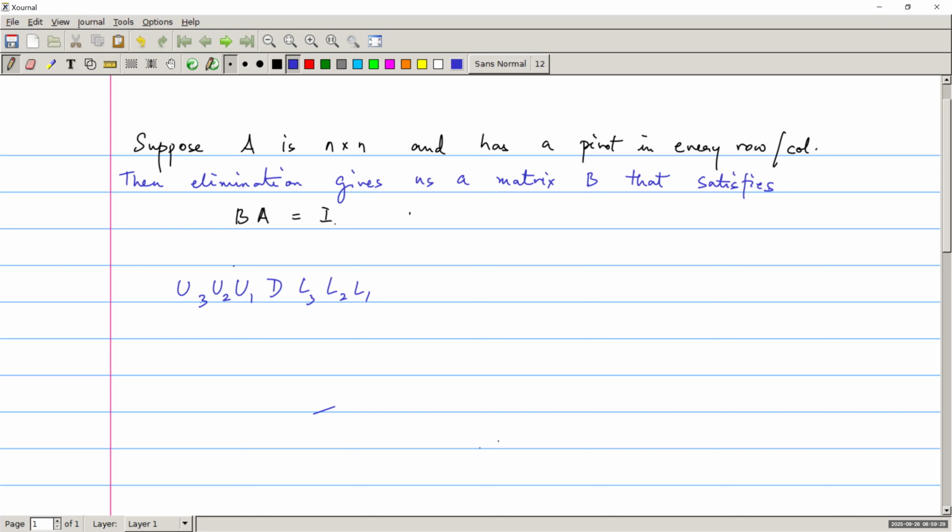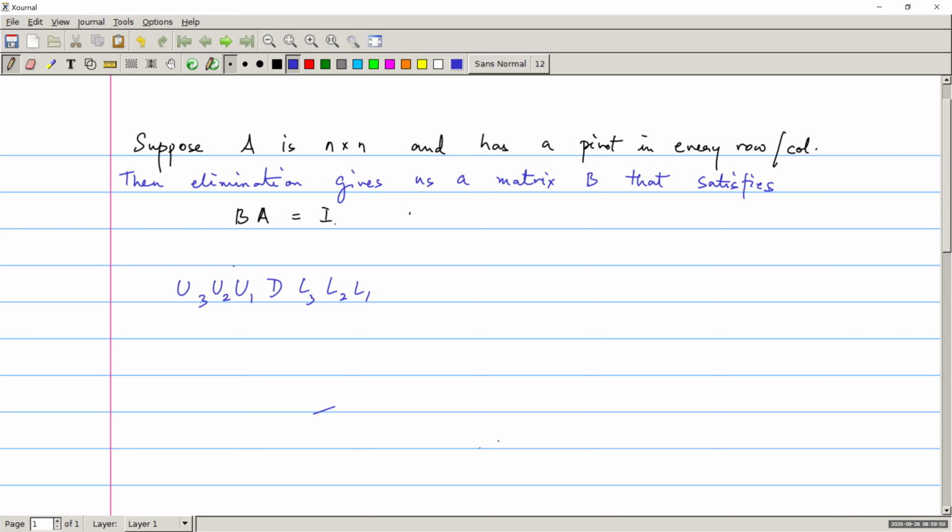That's right. So when you're zeroing out entries below pivots, you will be using operators that are lower triangular matrices. In addition, all these matrices except the diagonal matrix will have ones on the diagonal. So this times A is identity.